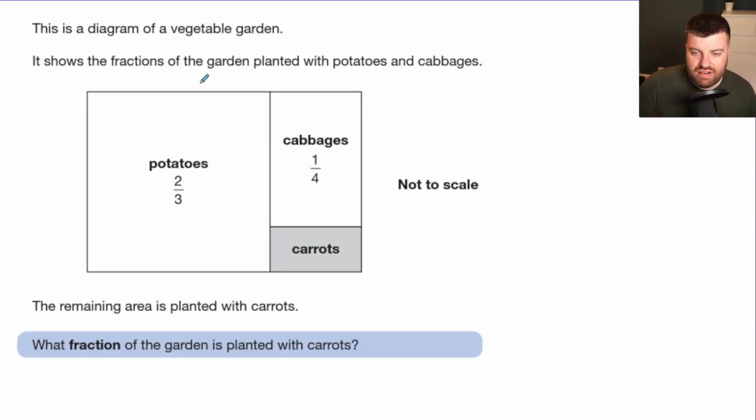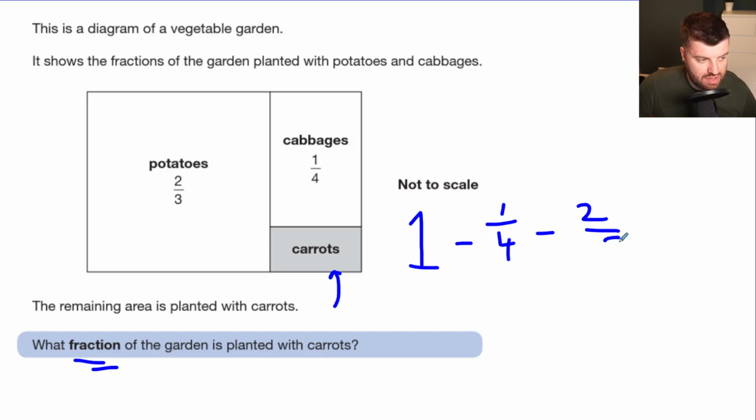Next up, a diagram of a vegetable garden. 2/3 are potatoes, 1/4 is cabbages, the rest are carrots. What fraction are planted with carrots? So very similar to before, 1 whole, take away 1/4 because that's cabbages, and take away 2/3 because those are potatoes. Again, find a number that is in the 4 times table and the 3 times table. For me, that's 12. 4 times 3 is 12, so 1 times 3 is 3.